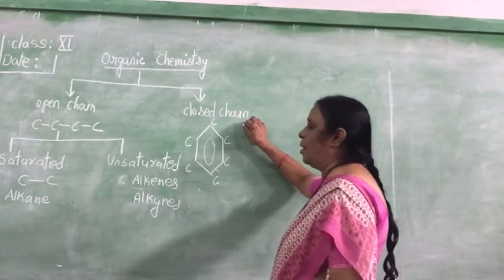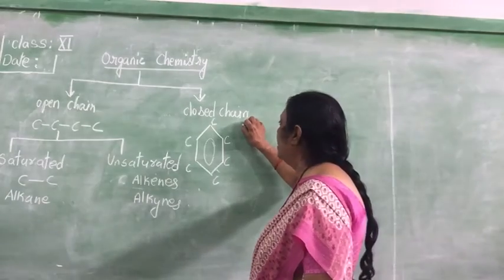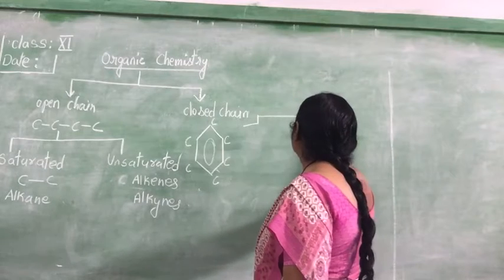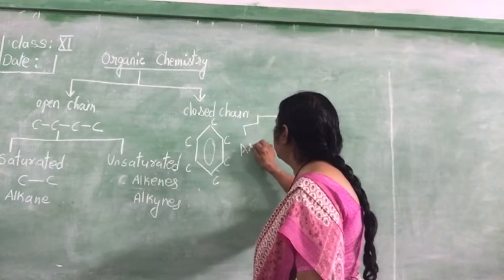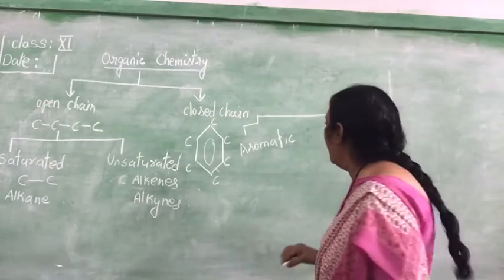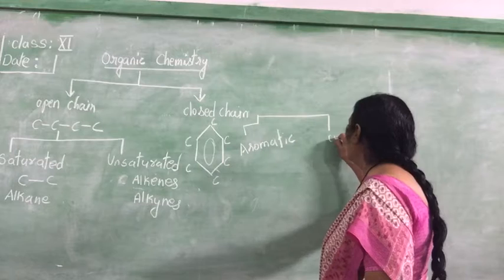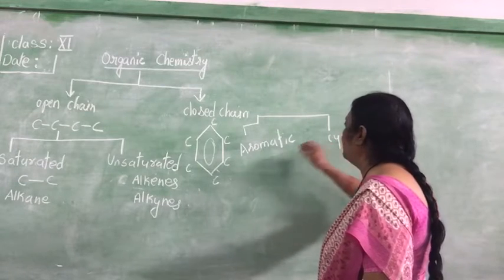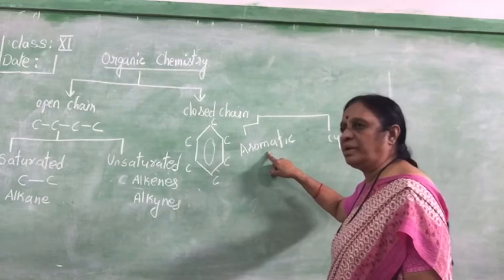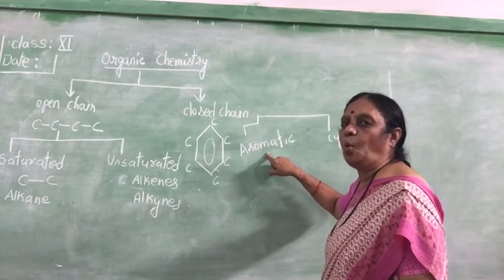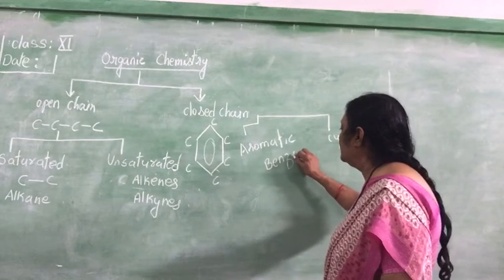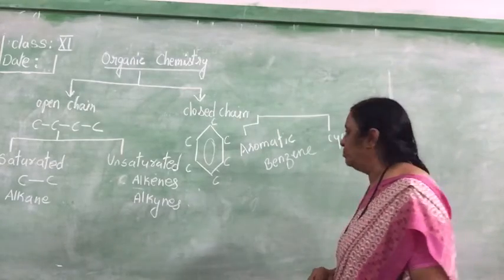Now closed chain compounds or cyclic compounds are further classified into 2 types. One is aromatic compounds and the other one is alicyclic compounds. Both are cyclic. What do you mean by aromatic? Aroma means odor. So benzene is the first compound, an example of aromatic compounds. Okay, children.